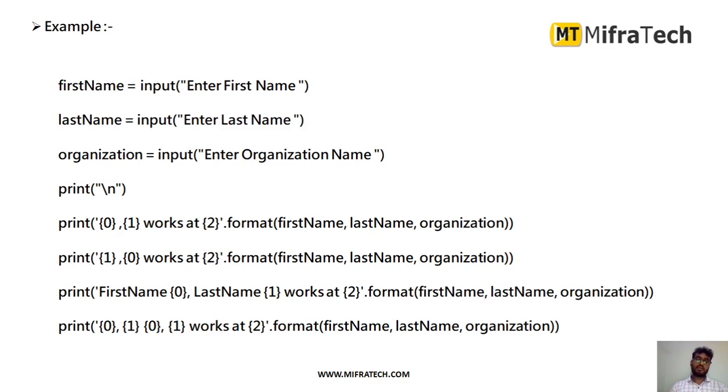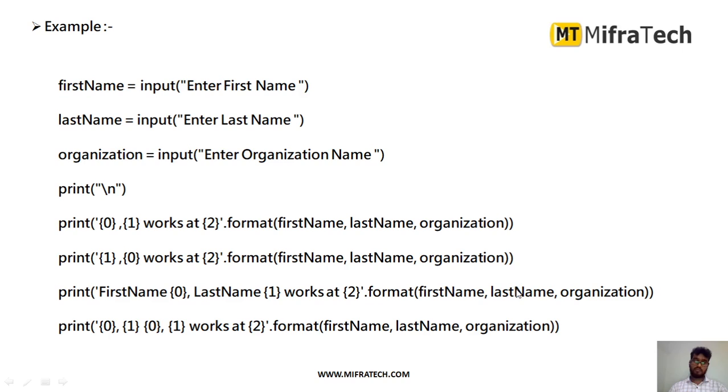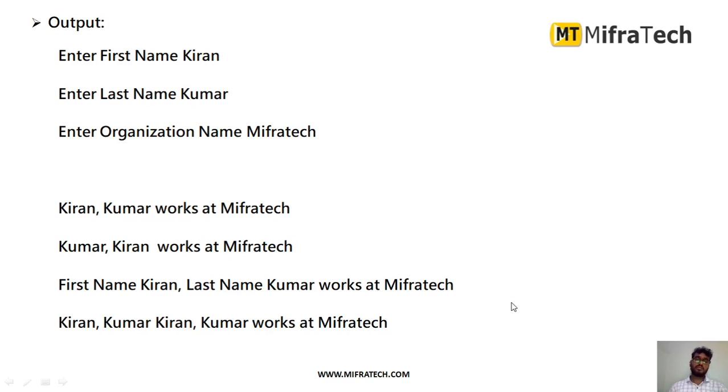To get a result in this format, we make use of str.format. As you can see, I have replaced index values, and this is how I get the result: Kiran Kumar works at Mifratech. Similarly, I have replaced 1 with 0, so Kumar Kiran works at. Similarly, we can use it however we want. According to how we replace these values, our output will look like that. This is one of the important features that helps in displaying our result in our desired format.